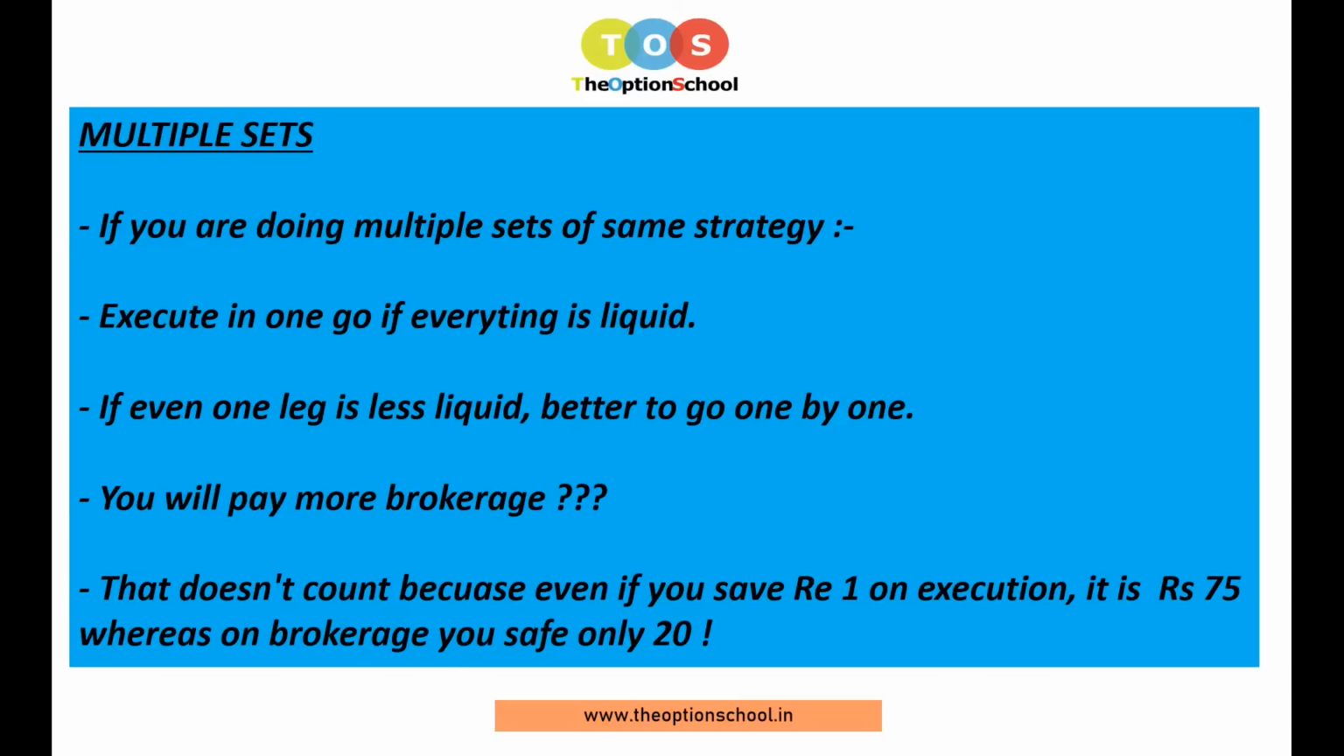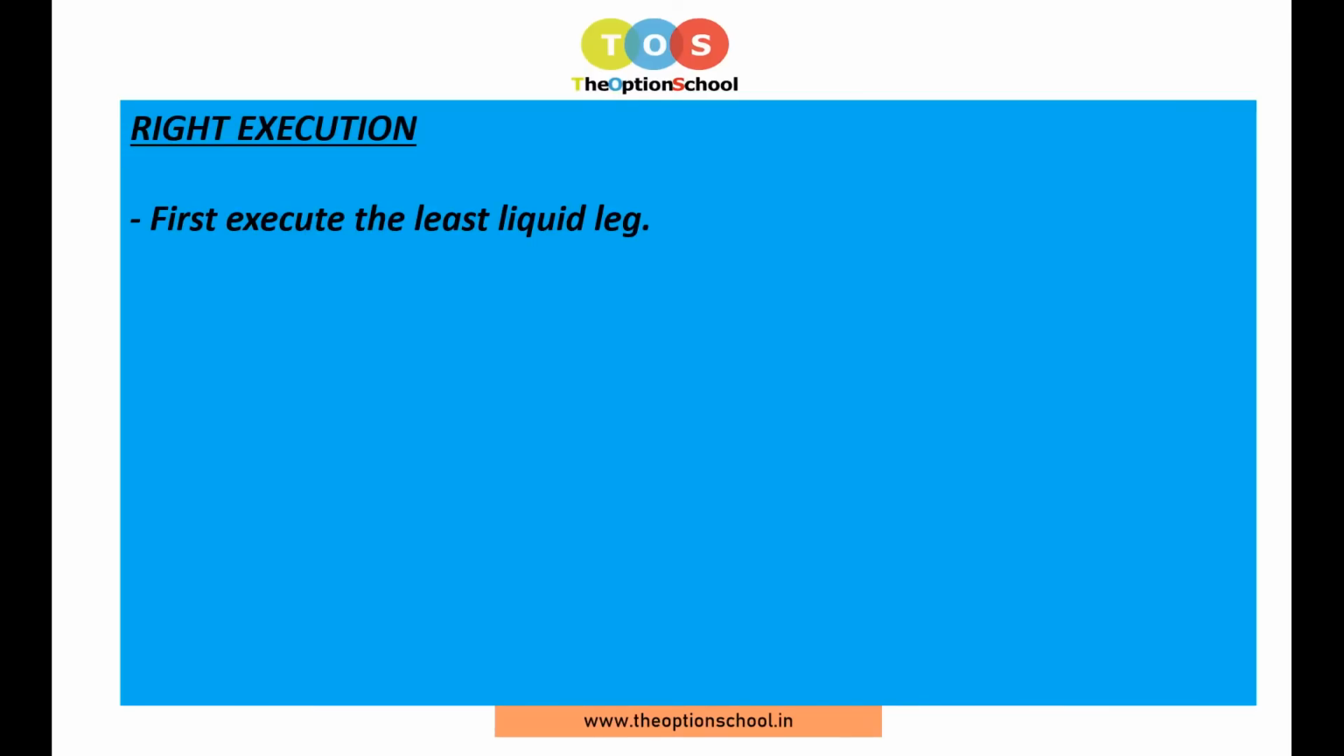If all the legs are liquid, yes, you can take advantage of that brokerage. If all the legs are not liquid, do it one by one: execute the illiquid leg of the first set, then execute all the other legs, then for the second set, the illiquid leg first, and then the balance. That way you have to complete the four sets of the same strategy. You should not do it in one go, right?